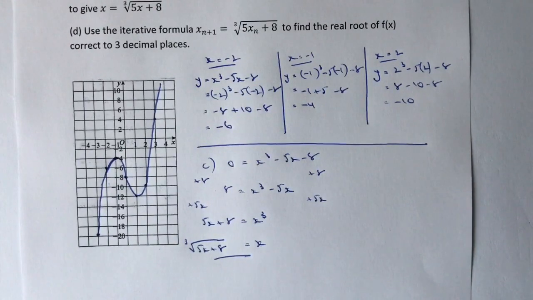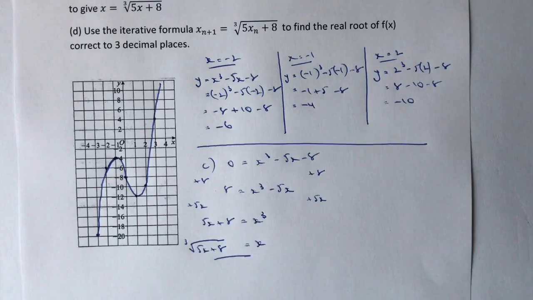Now part D is where it does get just a little bit more interesting, because in the other videos we've been given a starting point, something along the lines of when x0 equals minus 2.4 or something like that, if you look in video number 2. In this particular case, it just simply says use the iterative formula of that to find the real root of f of x correct to 3dp.